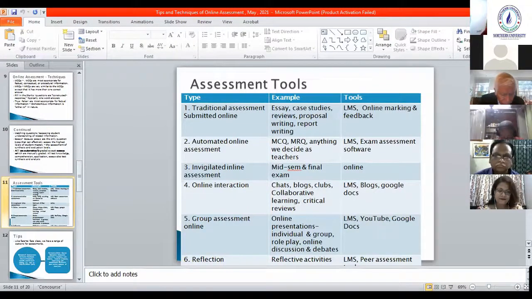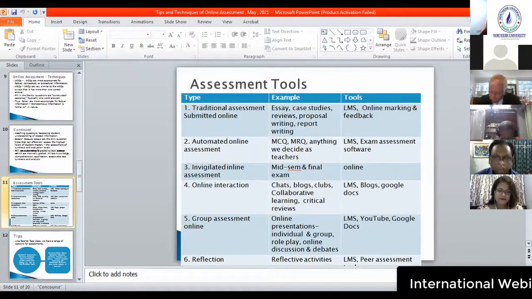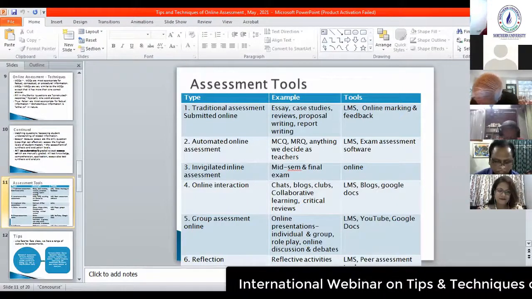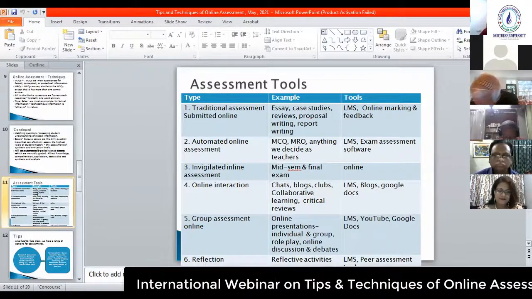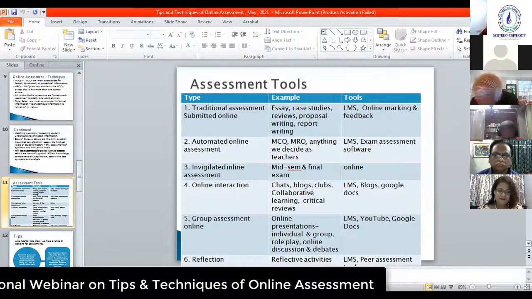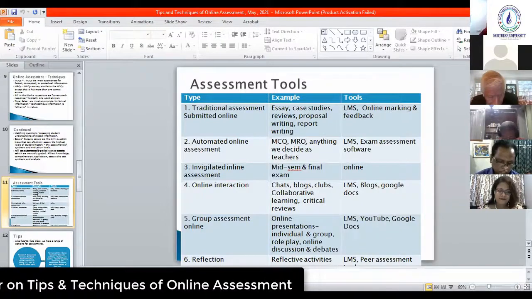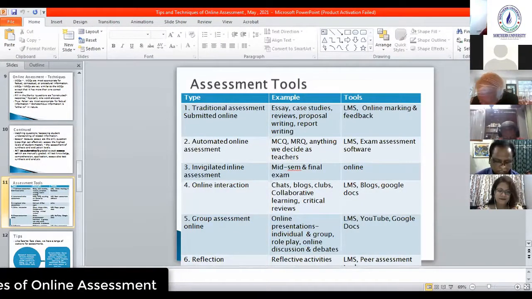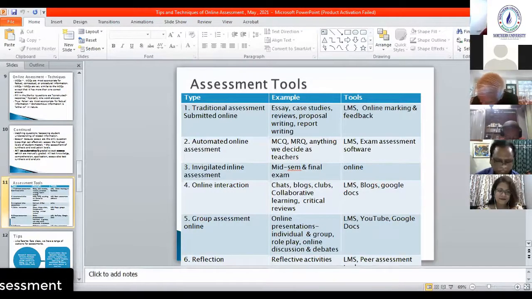Automated online assessment. Well, all these, we use MCQ. It's automatically graded. So anything that we decide can go into the automated online assessment. LMS again is good. Examination assessment software is also there. There are many products which are now available in our market, which could be used. Any software can easily do the assessment of this.